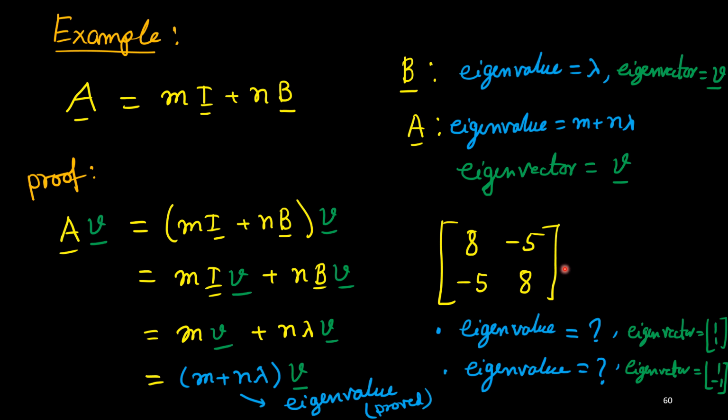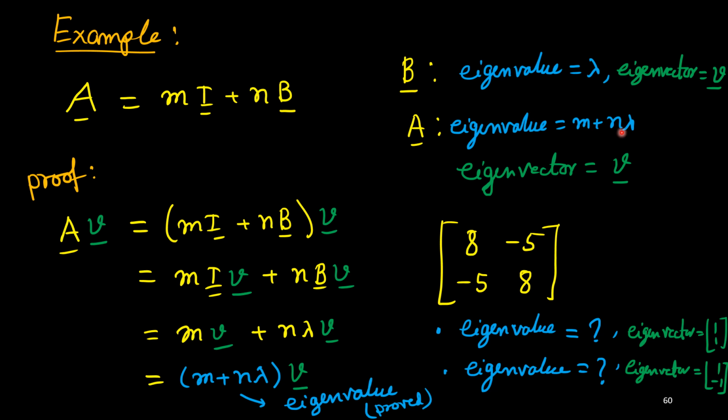Now if I consider the matrix 8 minus 5, minus 5 8 of this form, you can understand that in this case M is 8 and n is minus 5. Right? So what would be the eigenvalues and eigenvectors? As it is a combination of identity matrix and one permutation matrix, obviously the eigenvectors will remain the same, 1 1 and 1 minus 1.